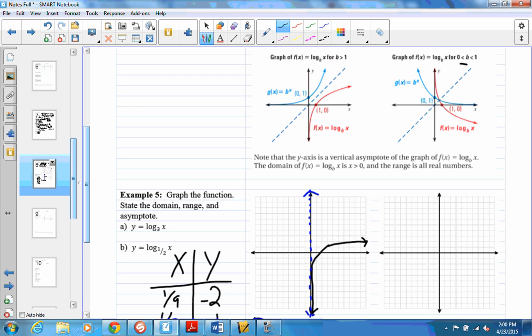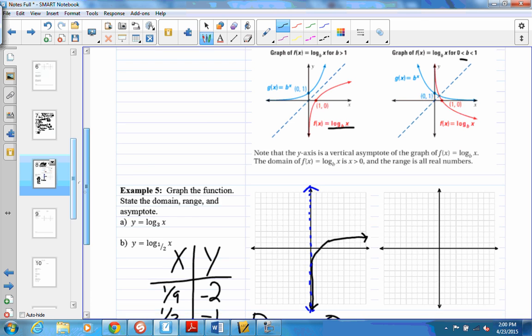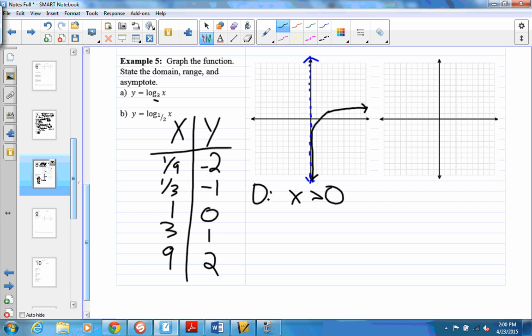If b is greater than 1, I have growth. And here's the parent function for growth. If b is less than 1, just like exponential decay, I have logarithmic decay. So this first one we could have looked at and told me, yeah, that's growth. My base, 3, is greater than 1. How about this next one? Decay. Good. So let's make a chart.